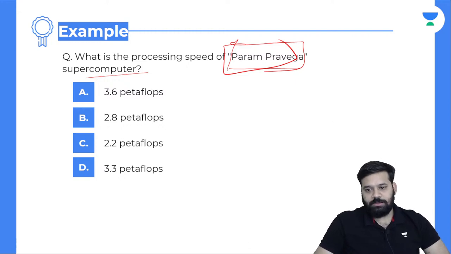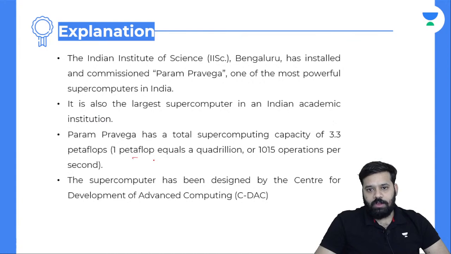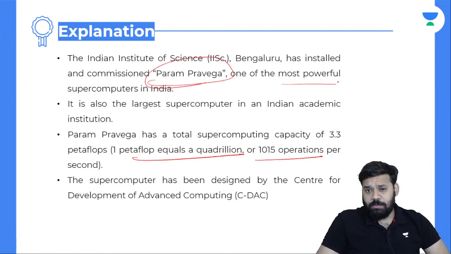Parampravega processing speed. The right answer here is 3.3 petaflops. And how much is 1 petaflop? 1 petaflop is equal to a quadrillion, that is 10^15 operations per second. And this Parampravega is going to be the most powerful supercomputer in India. It is being installed at IISc, that is in Bengaluru.